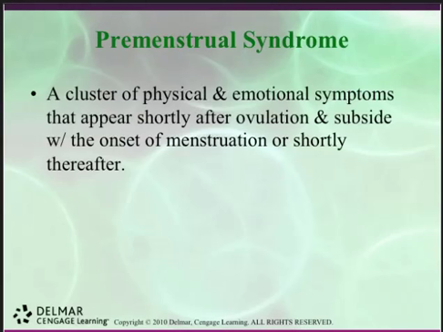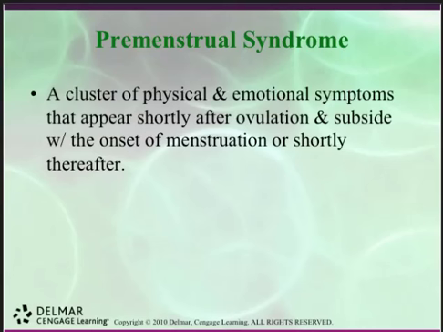Okay, premenstrual syndrome is a cluster of physical and emotional symptoms that appear shortly after ovulation and subside with the onset of menstruation or shortly thereafter. A woman may notice changes that are related to hormone levels that fluctuate as she prepares for ovulation and pregnancy.